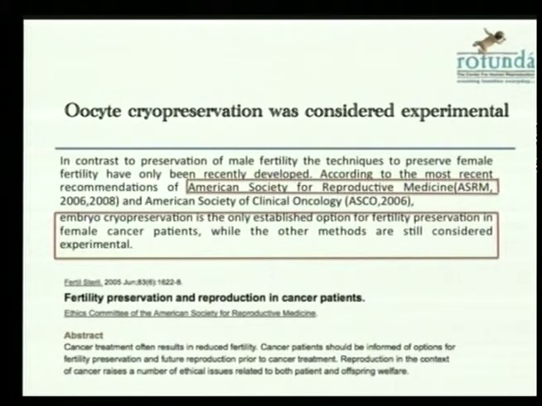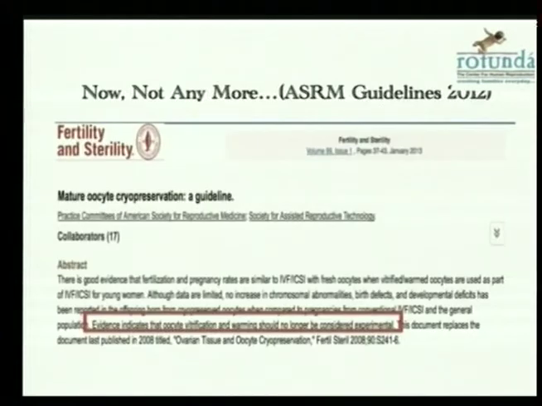The cell perhaps can survive, but the damage done to the internal machinery is very high. Because of all these difficulties associated with oocyte cryopreservation, for many years, there was a lot of prejudice related to oocyte cryopreservation, and it was considered experimental by the ASRM. But this was in 2006. Today, things have changed. In 2012, ASRM changed this label. Guidelines were published, which stated evidence indicates that oocyte vitrification and warming should no longer be considered experimental. This is a very important statement coming from the biggest society in human reproduction.